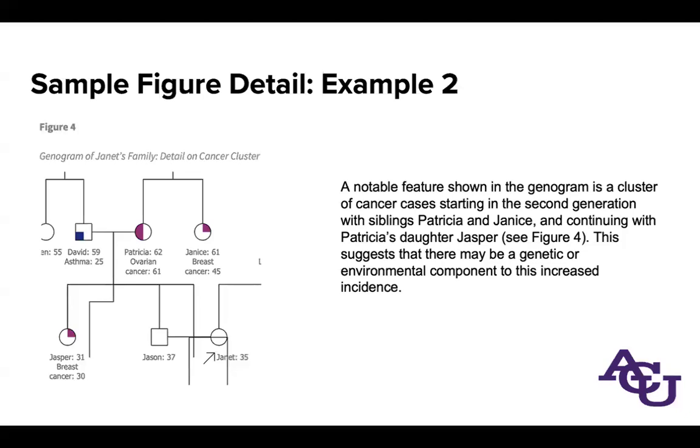Like, this suggests that there may be a genetic or environmental component to this increased incidence. You know, there are genetic mutations that can happen that are passed to the family, or a recessive gene that somebody accumulates 2 copies of, and so it's much more likely to be passed on. These things are one of the reasons why we develop a genogram, to create a suspicion that there might be something else to look into or to provide an avenue of treatment.